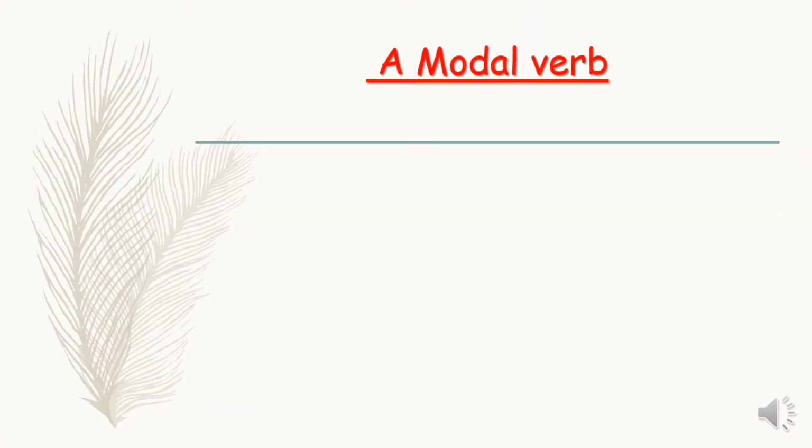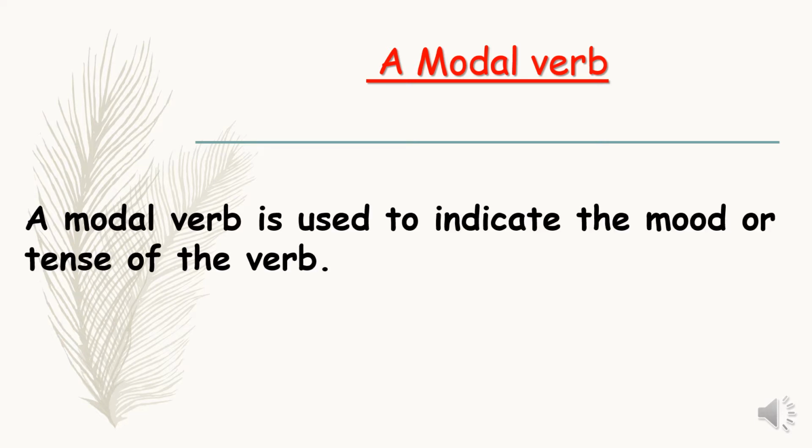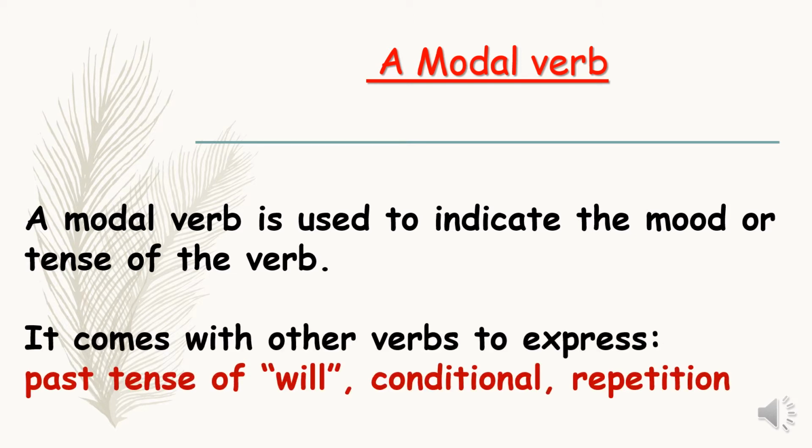A modal verb is used to indicate the mood or tense of the verb. It comes with other verbs to express the past tense of will, conditional, and repetition. So it expresses three things: past tense of will, conditional, and repetition. So we will start explaining each one of them.